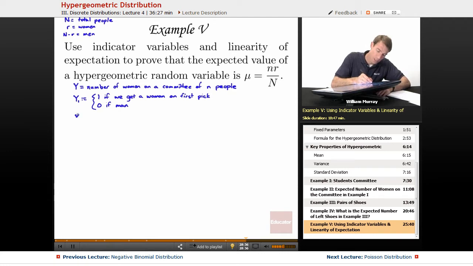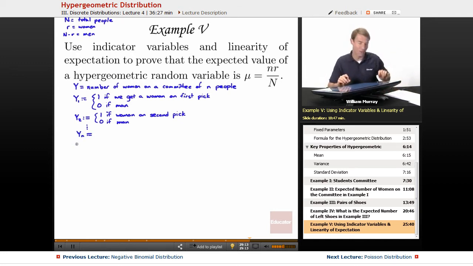And then we'll define Y2 to be 1 if we get a woman on the second pick. So the second person we look at, if that's a woman, we say Y2 is going to be 1. If it's a man, we say Y2 is going to be 0. Now, let's keep on going. We're picking little n people to be on this committee, so we go up to Yn. We define all our indicator variables. There's one variable for each person on this committee.